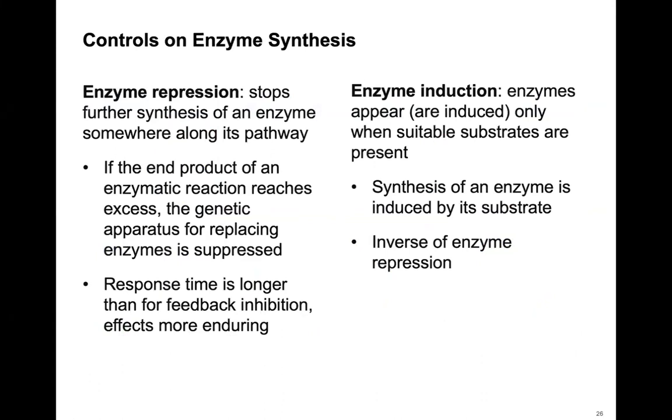Enzyme repression stops the further synthesis of an enzyme somewhere along its pathway. If the end product of the enzymatic reaction reaches excess, the genetic apparatus for replacing enzymes is suppressed. The response time is longer than for feedback inhibition, and its effects are more enduring. For enzyme induction, enzymes appear or are induced only when suitable substrates are present. The synthesis of the enzyme is induced by its substrate, the inverse of enzyme repression.